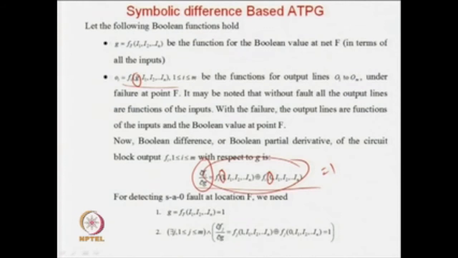So, this is the definition of the partial derivative. It is trying to find out whether there is any difference at the output I for this fault at net g. That is, if there is any voltage change at net g, whether there is any effect at the output I. That is the definition. Now, for detecting a stuck at 0 fault at f, what do we have to do?